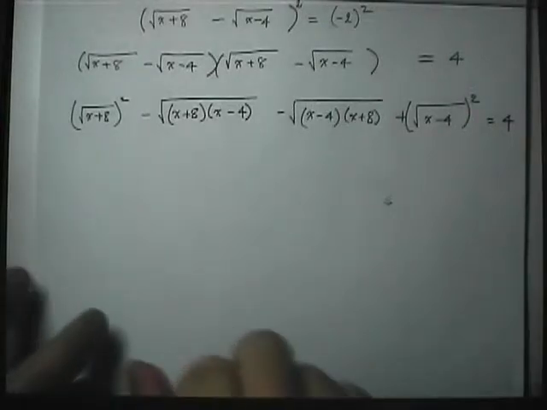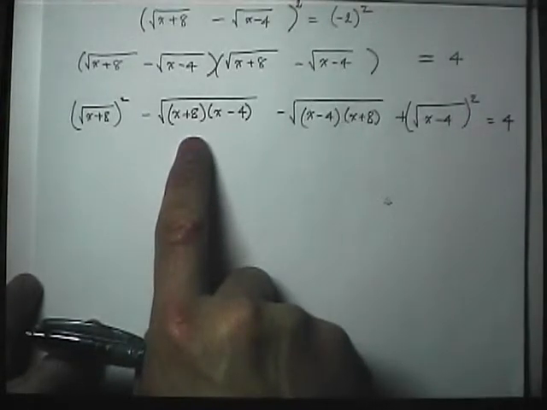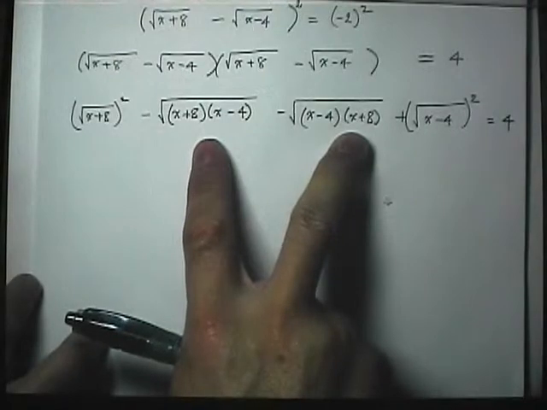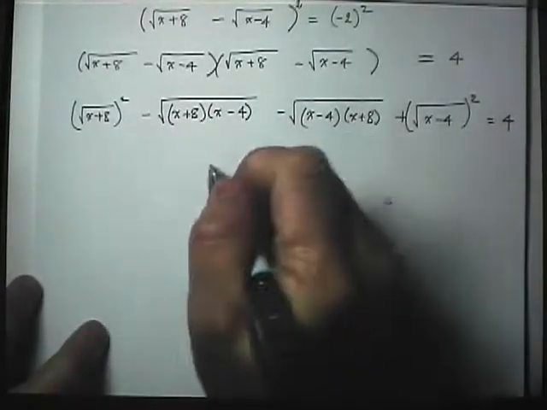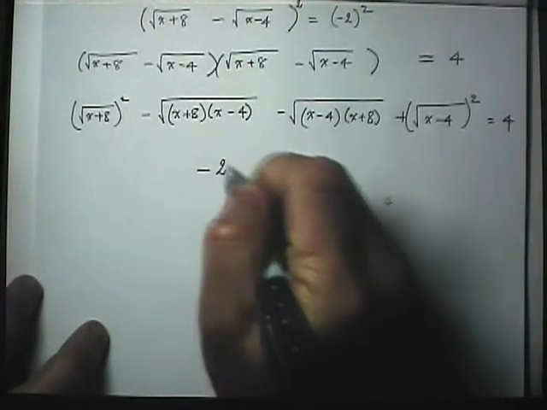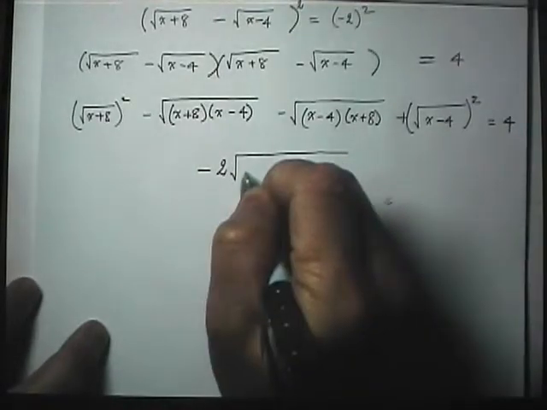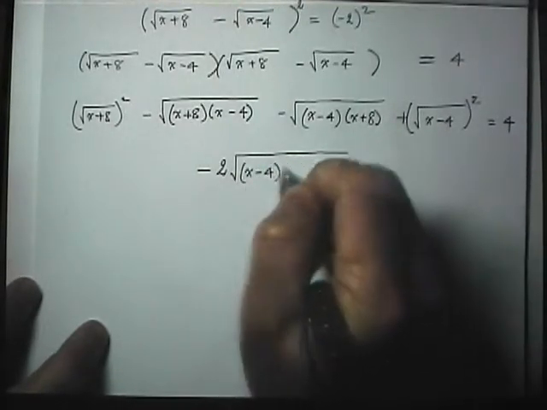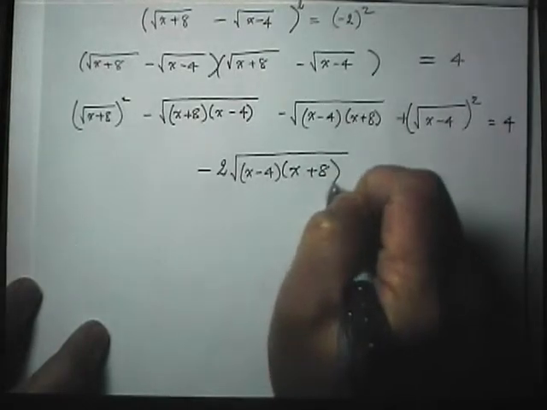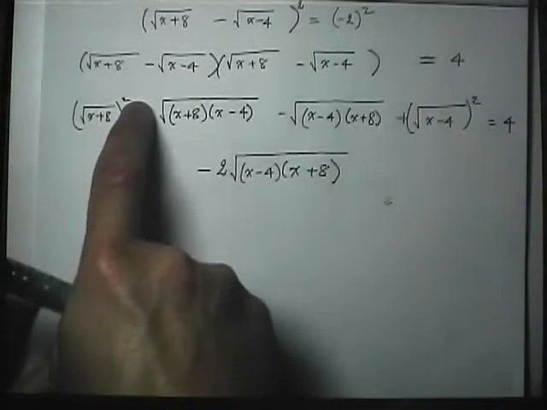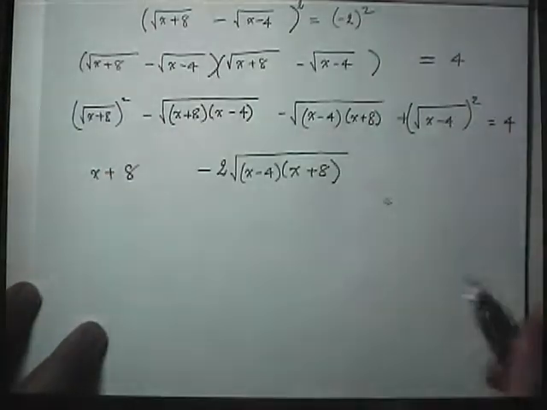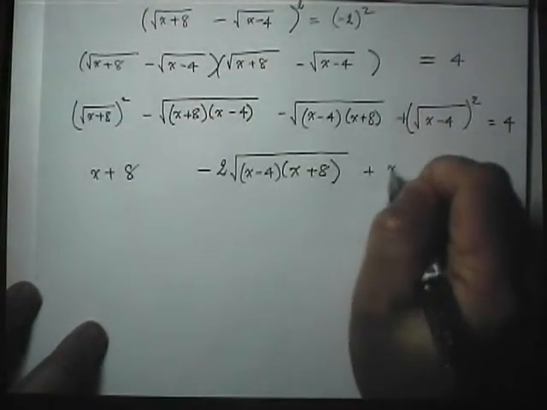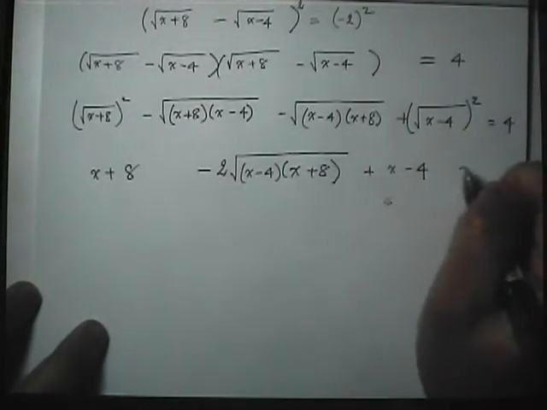So now let's rearrange the terms a little bit. You can see that the two middle terms, the two root terms in the middle, are identical terms with the same minus sign. So I'm actually going to have minus 2 times this long square root, x minus 4 times x plus 8. The first square root term, the square cancels with the root, gets me x plus 8, simply just that. The last term gets me just simply x minus 4, and all equals 4.